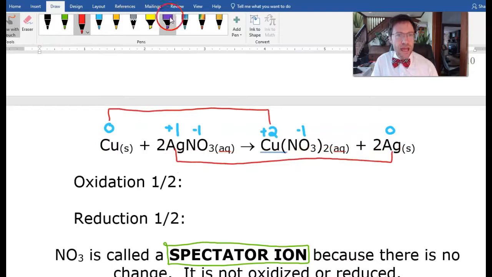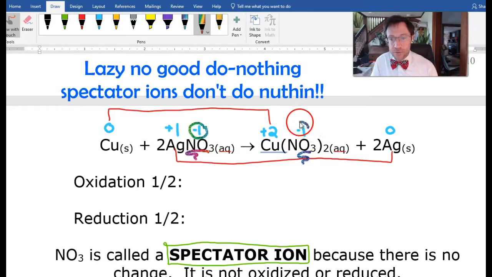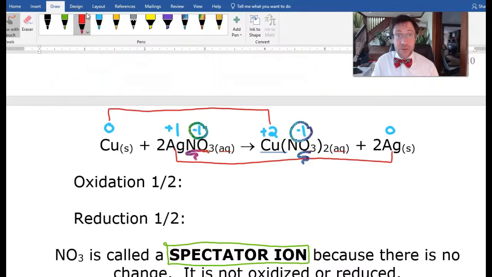And I want to point out with my rainbow pen here, you see NO3 -1, NO3 -1. It's no change, right? No change at all. It starts out as a -1, and it's going to end as a -1. That's what makes this the spectator ion, because nothing happens. Do you guys get what I'm saying? Nothing happens.